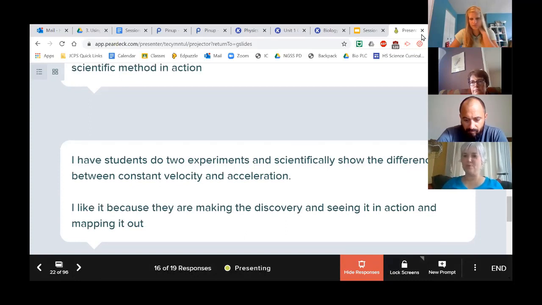I'm trying to not cover up with my thing. Okay, I have students do 2 experiments and scientifically show the difference between constant velocity and acceleration. I like it because they're making the discovery and seeing it in action.